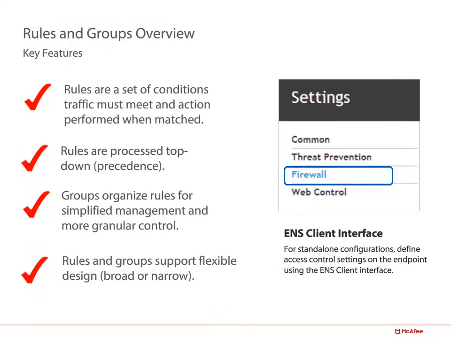The key features of the rules and groups are the fact that rules determine how to handle the network traffic to and from your different computers. Each rule provides a set of conditions that the traffic must meet and an action to allow or block the traffic. When the firewall finds that traffic matches that particular rule's conditions, it performs the associated action of allow or block. ENS includes predefined rules, but also supports the ability to create custom rules.